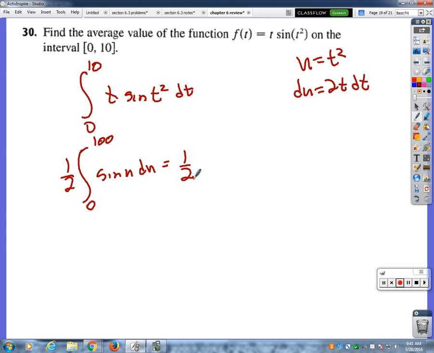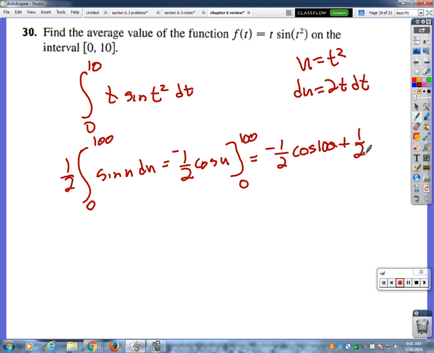Because if you take 10 and plug it in there for t, then that becomes 100. And if you plug 0 in there for t, then that stays as 0. Okay, antiderivative of sine of u is negative cosine of u from 0 to 100. So that's going to be negative 1/2 cosine 100 minus cosine of 0, which is 1. So that's going to make this negative 1/2. So if I go minus negative 1/2, it's plus 1/2. Okay, so that's the value of the integral.